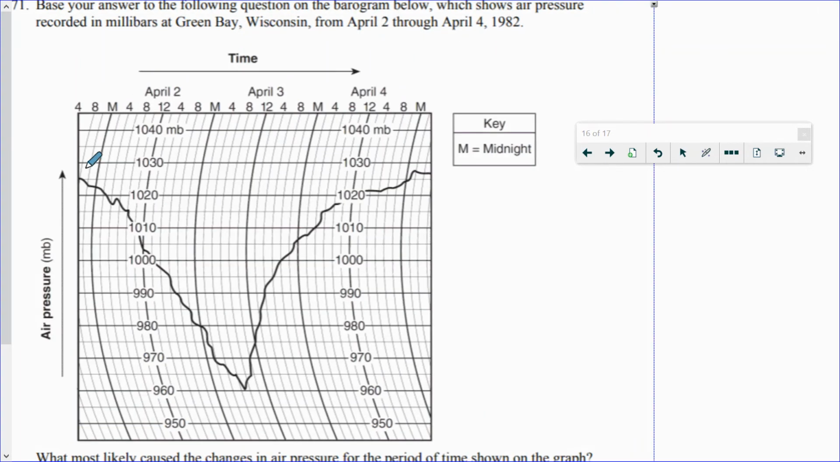When you look here, this shows a barometer, and you can see that the pressure's up here in millibars, and the pressure drops quite a bit, gets down low, and then goes up high again. What this is trying to figure out is what caused the changes in air pressure for the period of time shown on the graph. This would be like a low pressure system came in.